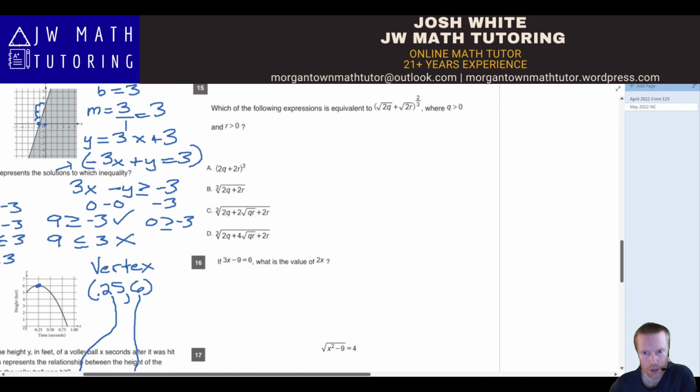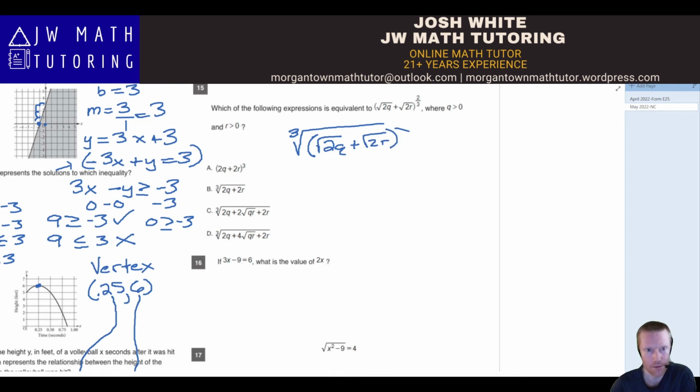So what they want you to do here is basically take this 2/3 rational exponent and make that into a cube root of something squared. So the square root of 2q plus the square root of 2r, quantity squared. And then you're going to take that expression that is squared and multiply it out using FOIL, and then simplify it. So notice right off the bat, it's obviously not A. We can get rid of that just from the start.